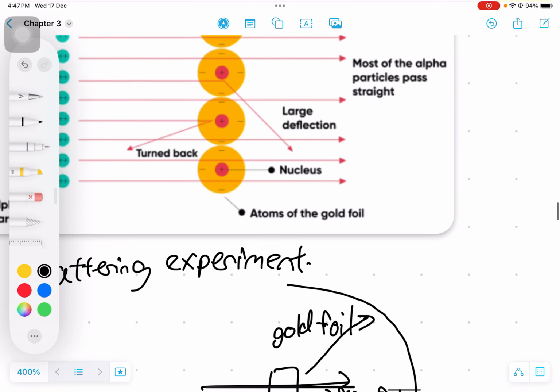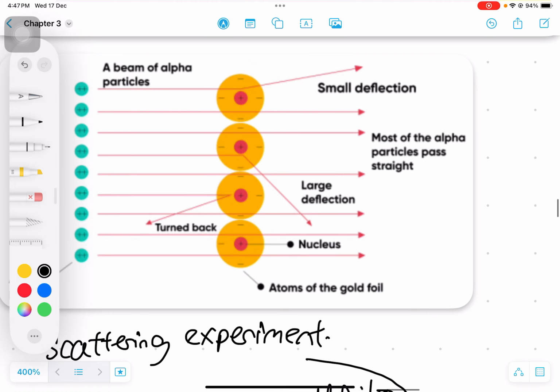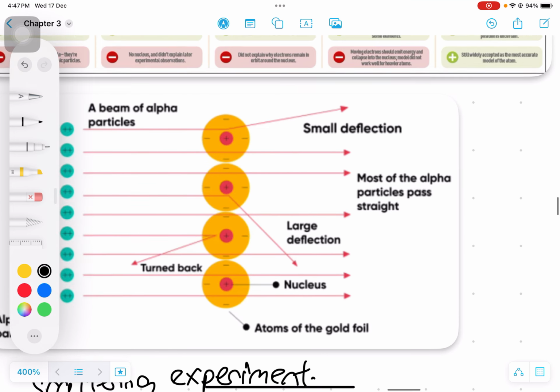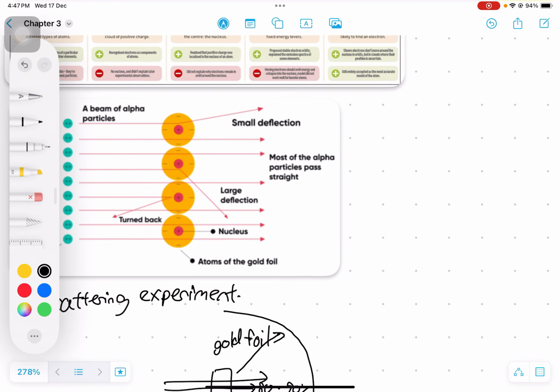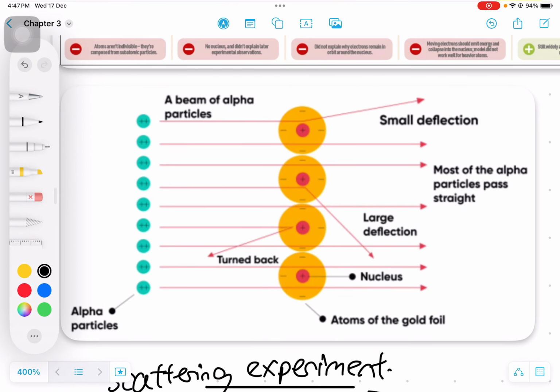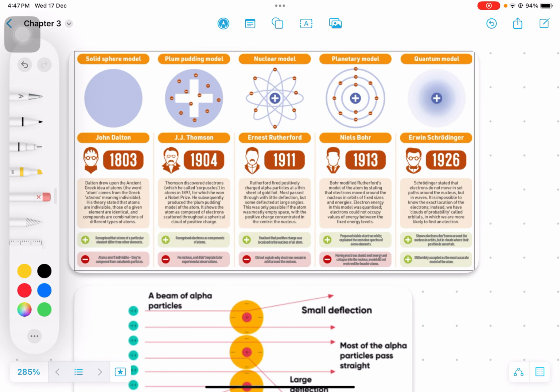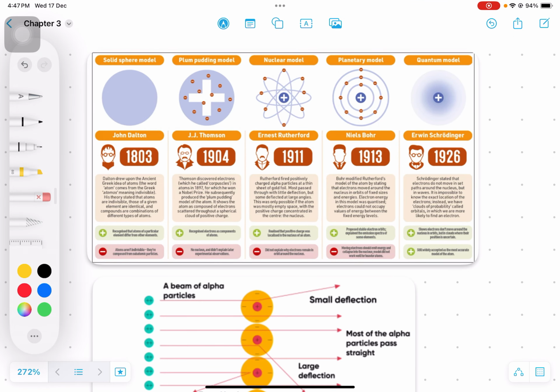They then thought that the middle part is the positive part, and surrounding it are electrons with little to no mass at all. So when the alpha particles hit the gold foil, most of them pass through because they only hit the electrons and not the protons, not the nucleus, and only a few reflect back. Because of this, they came up with the nuclear model. This is the reason why they proposed the model should be like this.